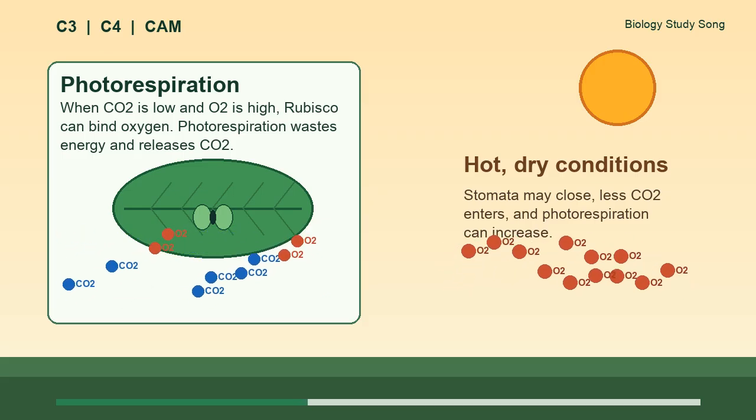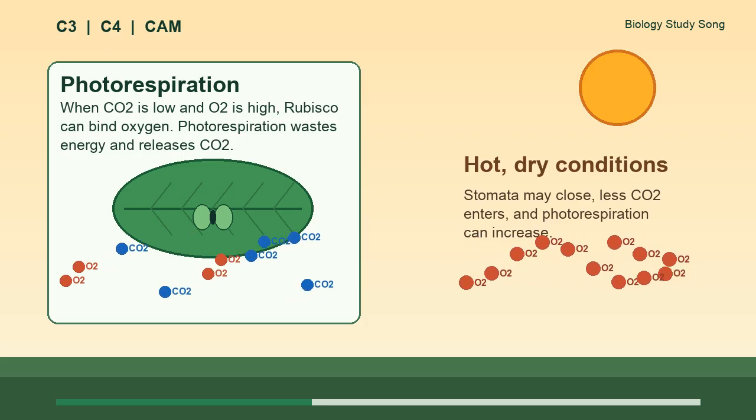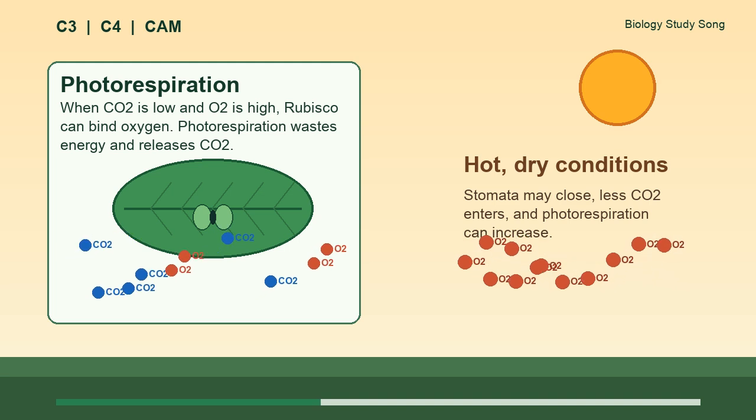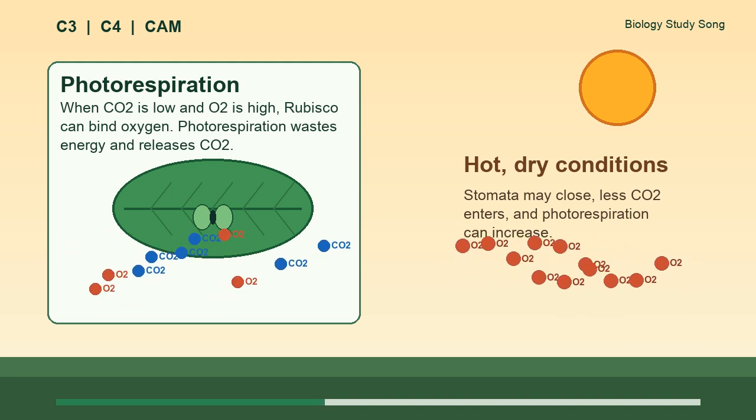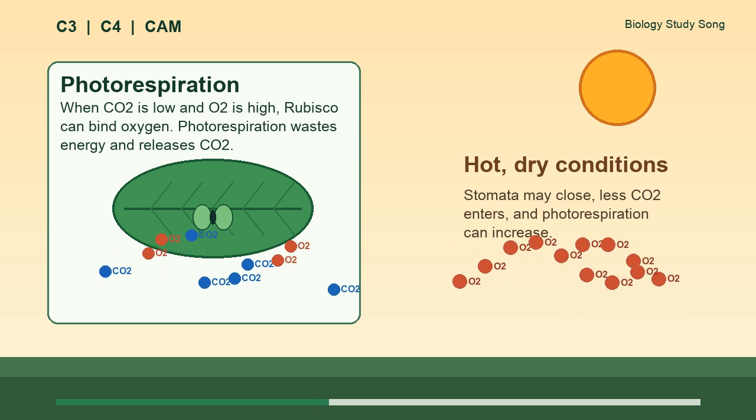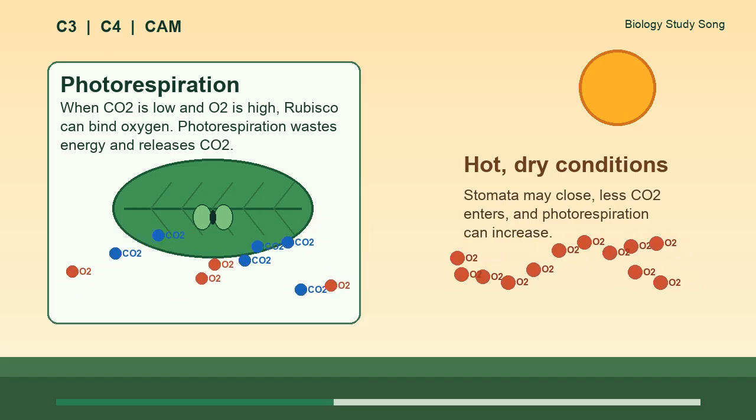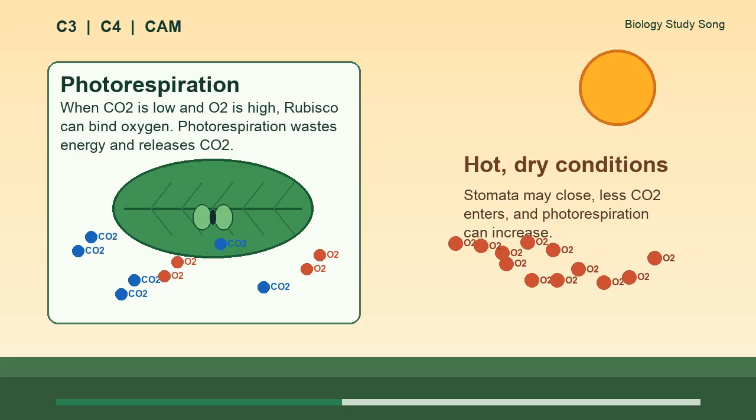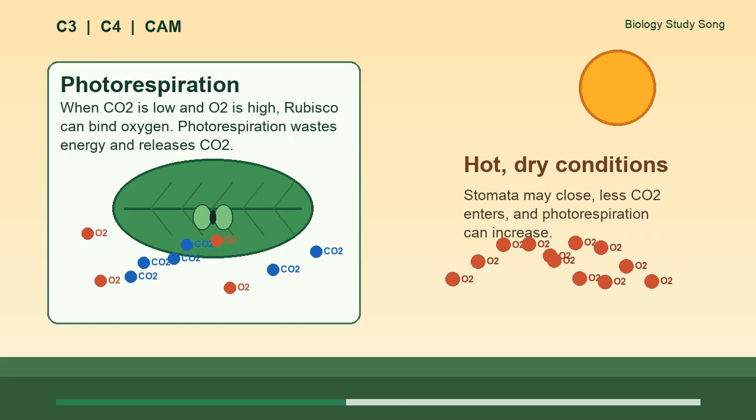The 4-carbon compound moves to bundle sheath cells. Carbon dioxide is released there near Rubisco and the Calvin cycle. This raises carbon dioxide concentration and helps Rubisco bind carbon dioxide.